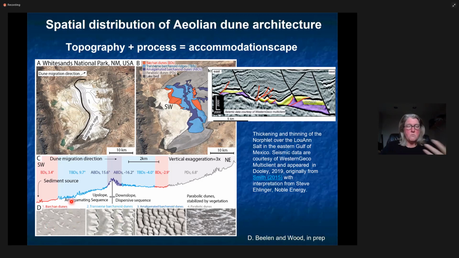This is important because Barchan dunes in the lower left have a very different geometry and connectivity than transverse Barchanoid dunes and even amalgamated Barchanoid dunes, and especially parabolic dunes that have vegetation in between them. So being able to build a model to understand the morphology and how the morphology changes as the aeolian dunes evolve over small pillows of salt or tectonic features or topographic highs or ridges, this would be a very useful thing to understand the accommodation-scape over which the Norphlet is evolving.